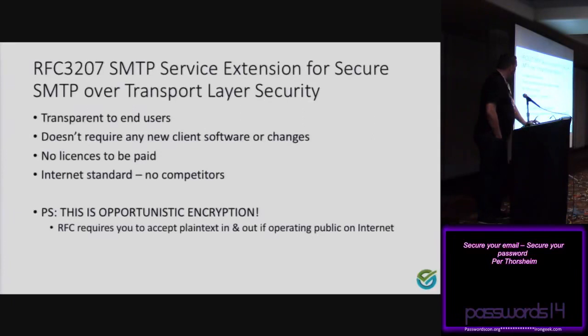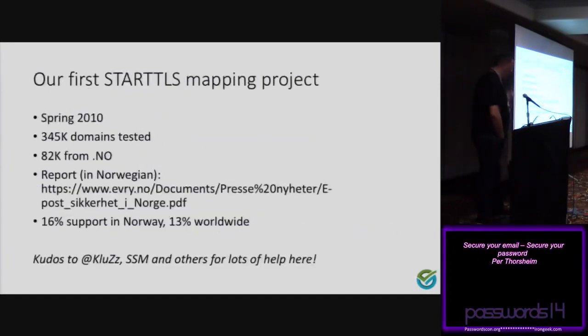One of the things about this RFC is that it also says that this is opportunistic encryption. It means that I want to send an email to you, dear mail server. Do you support StartTLS? The other server may say, I have absolutely no clue what you're talking about. And then the RFC requires you to send the email in plaintext, and you have to comply with that publicly on the internet. That's the drawback of this one.